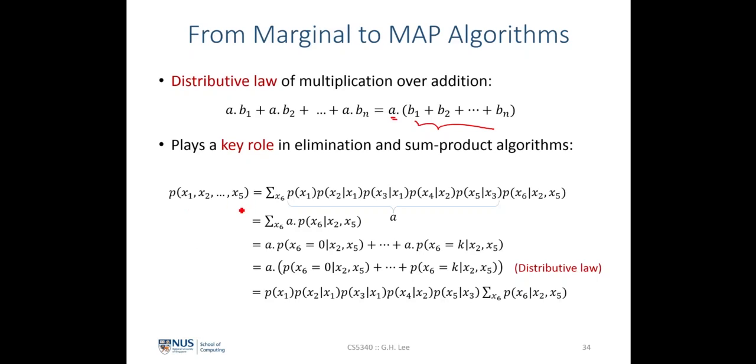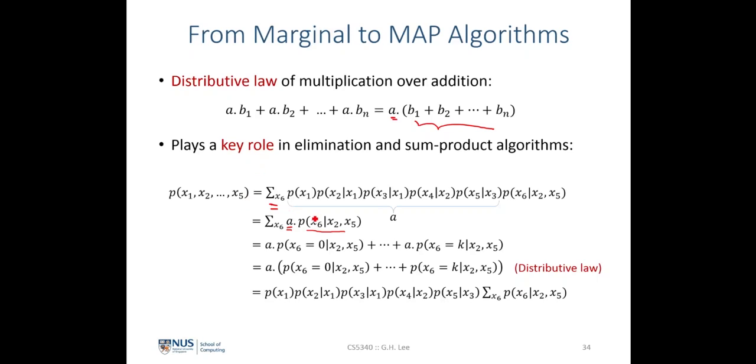We have seen in the previous lecture that in order to compute this marginal probability distribution, we have to marginalize over the random variable x6, where we simply factorize out all the factors that do not contain x6 into the left side of the summation term. So we can collectively call all these factors that do not contain x6 as a, and this would become a multiplied by the conditional probability of x6 conditioned upon x2 and x5.